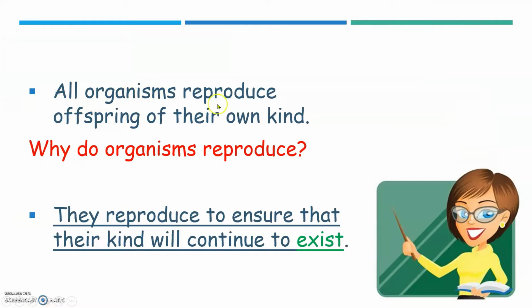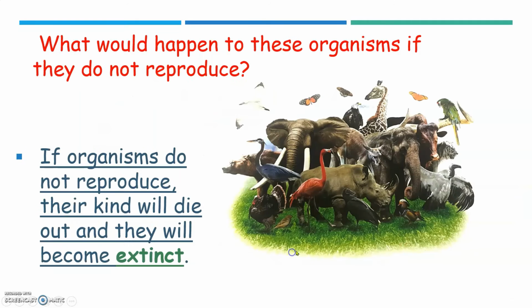All organisms reproduce offspring of their own kind. Why do organisms reproduce? They reproduce to ensure that their kind will continue to exist. What would happen to this organism if they do not reproduce? If organisms do not reproduce, their kind will die out and they will become extinct.